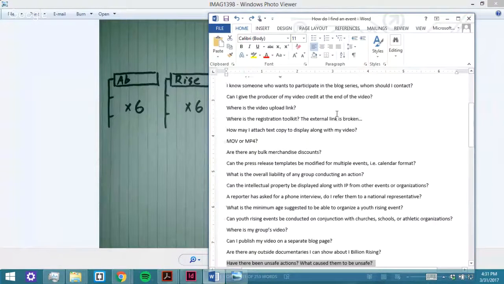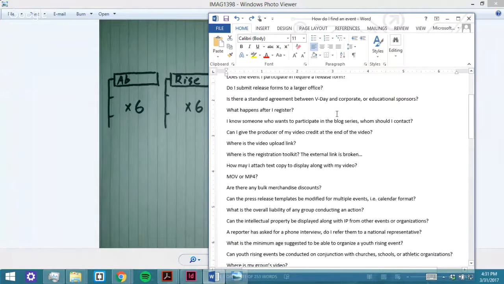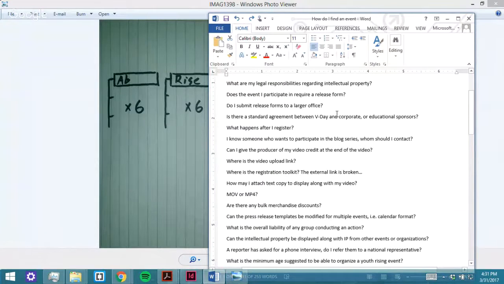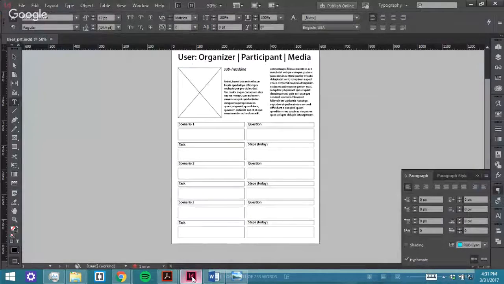I mean, some of these questions are so specific that I would break your 25 questions down into questions a participant might want, like a lay person. Think of the user. Have you made your user scenarios yet? Yeah, I've started to. They're on pen and note paper. That's why I designed the template so I can plug them in as I go. I have questions for organizer, participant, and media.